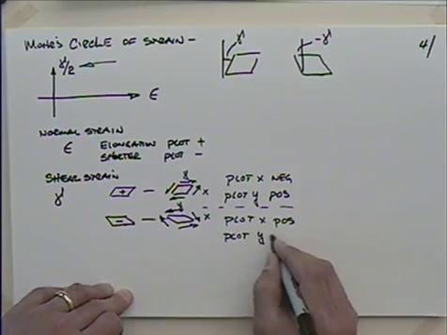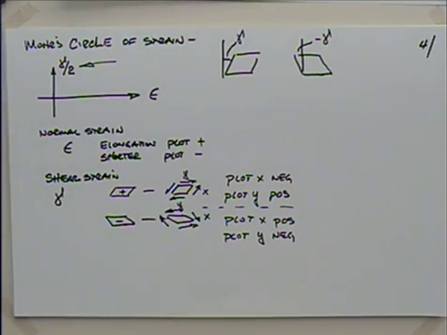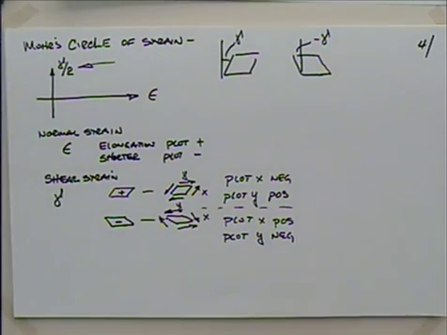Plot y negative. Does that make sense? Hopefully. Your author does this differently, which is why your author uses a different coordinate system. So either stick with your author or stick with me on that.